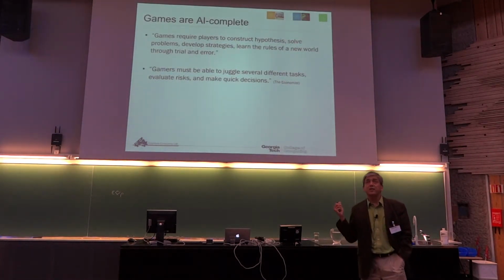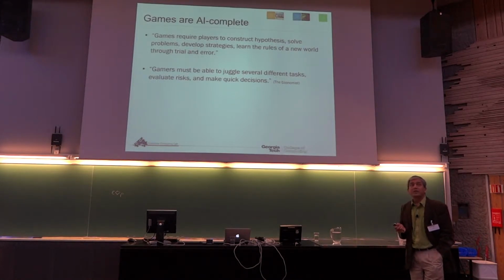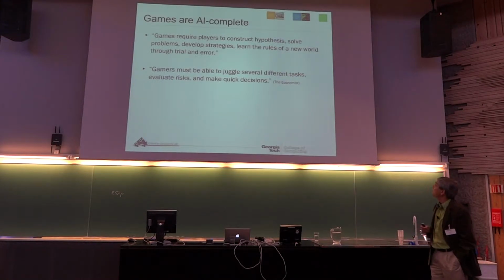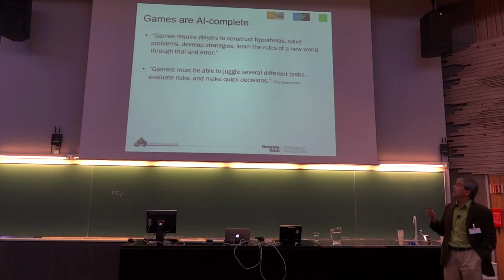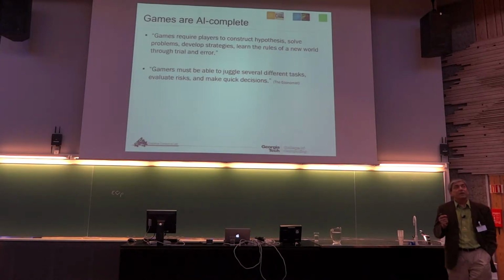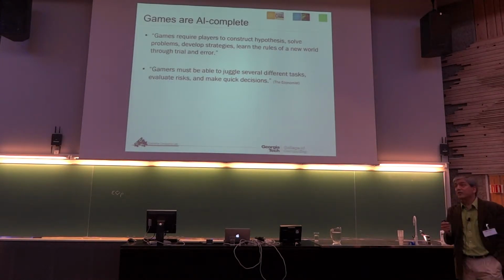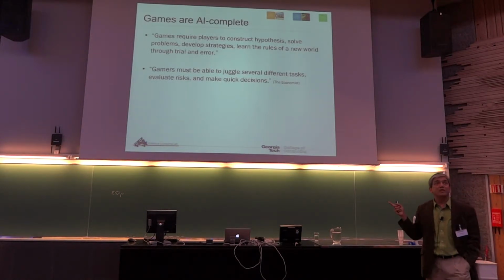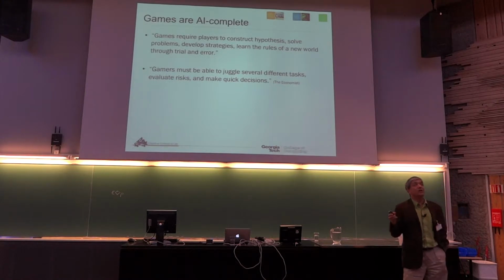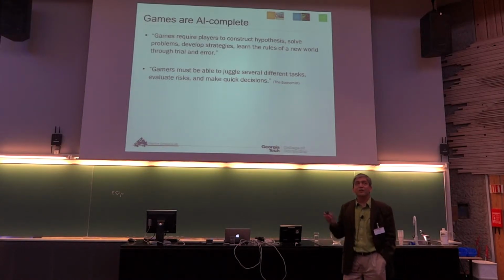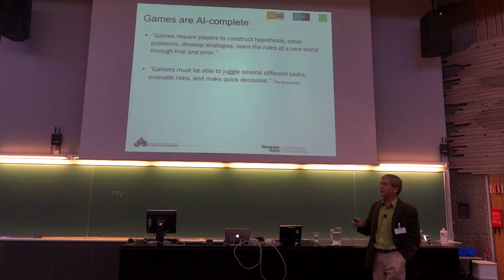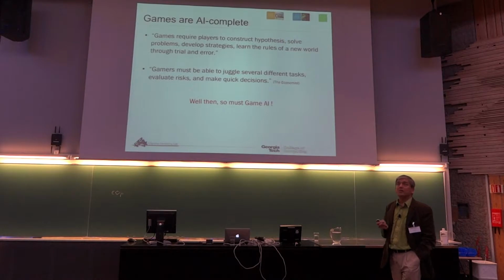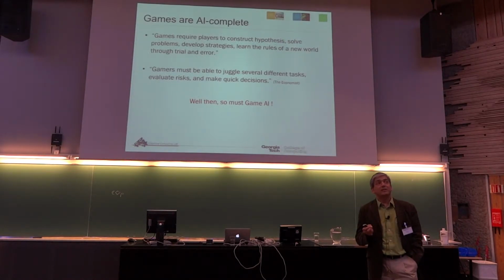And this is interesting. This is a quote from The Economist. It's not technical people talking. They're saying games require players to construct hypotheses, solve problems, develop strategies, juggle tasks, make decisions, learn. And The Economist actually is pointing out that human players who are good at games need to do all these things. They're making the argument that if you're trying to hire people, you should hire people who play games, because they make good employees because they have all these skills. From my perspective, if humans have to do all this stuff, then so must game AI. That's the AI we have to build.